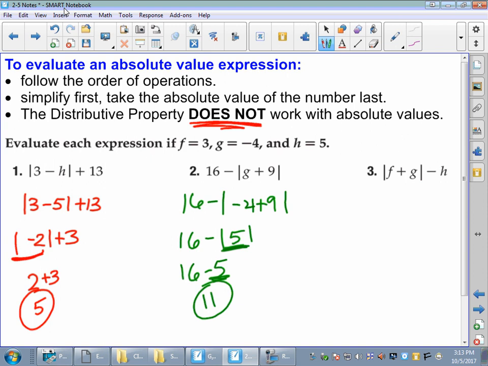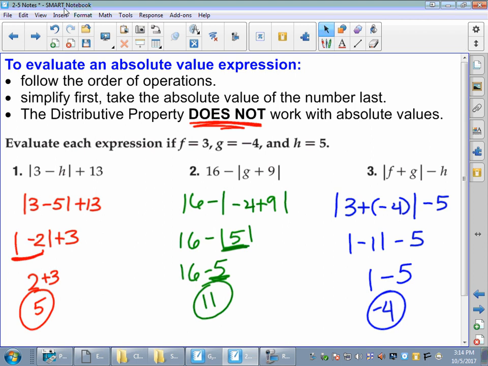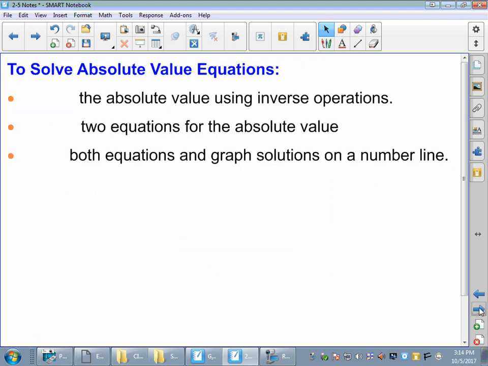And the last one, I have variables for all of them. So inside the absolute value, I have 3 plus a -4, and then on the outside, -5. When I add 3 and a -4, I get the absolute value of -1, take away 5. Before I can do the subtraction, I got to figure out what I'm subtracting. I'm subtracting the absolute value of -1, which is the distance that -1 is away from 0, 1. Take away 5 is -4. There you have it. That's evaluating.